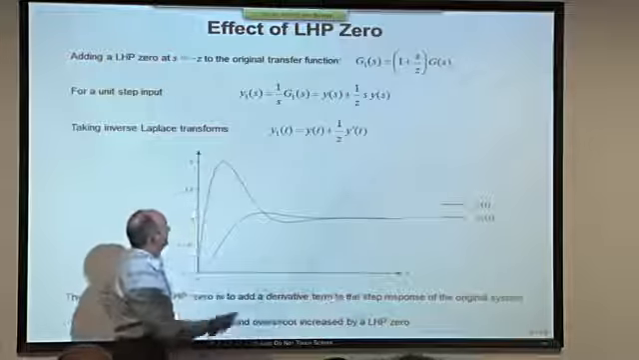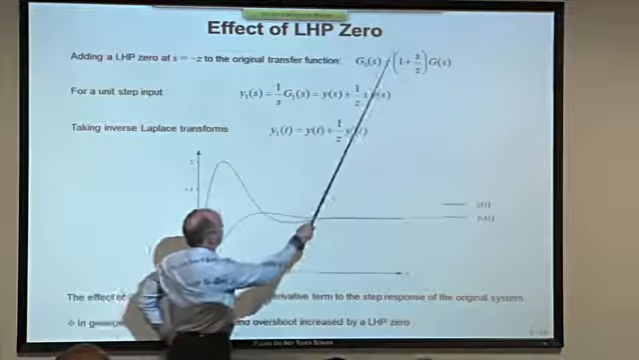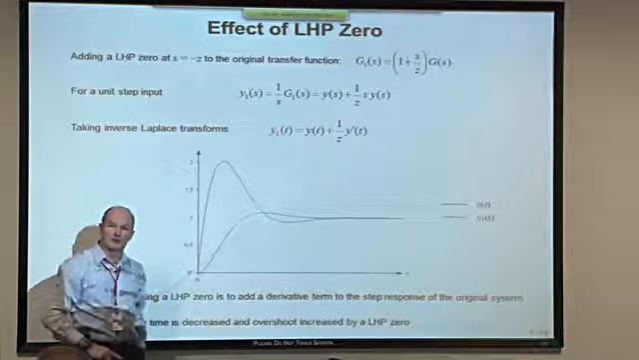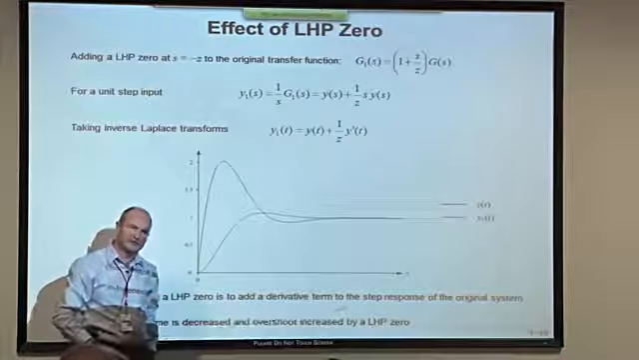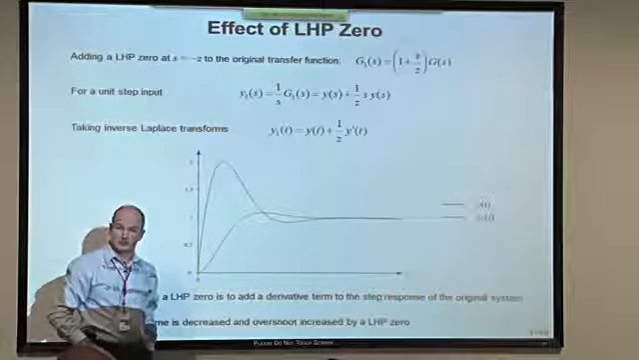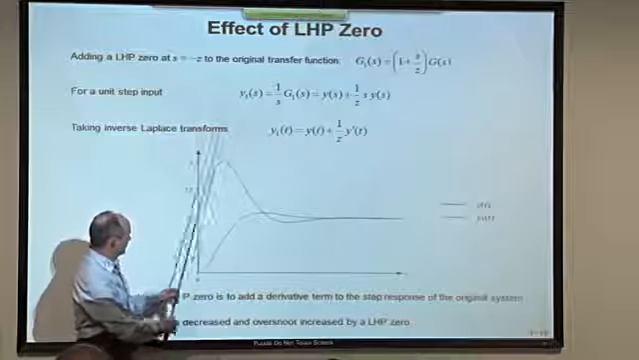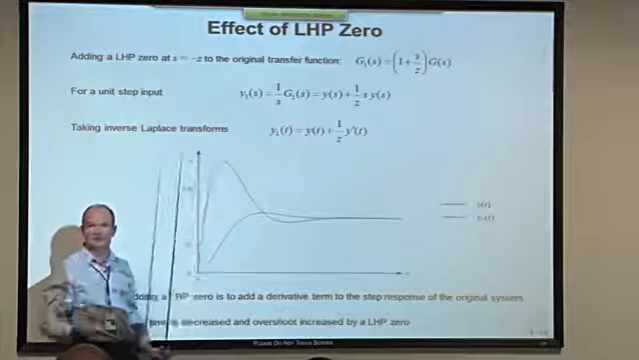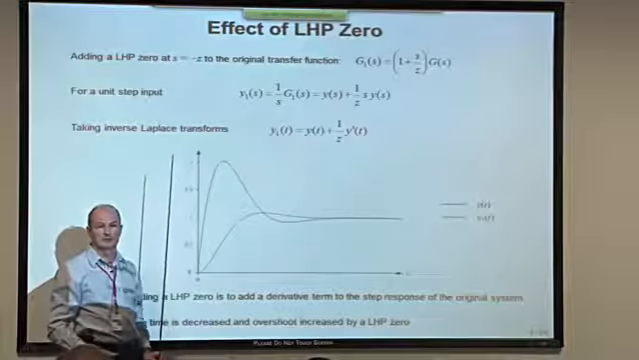They'll converge on the same value because the left half plane pole written in this way doesn't affect the steady state value, which is why it's written like that. So in general then, the effect of a left half plane zero gives us overshoot, but we get back a faster rise time. See, it's much faster because we're adding in the derivative. That is the general effect of a left half plane zero.